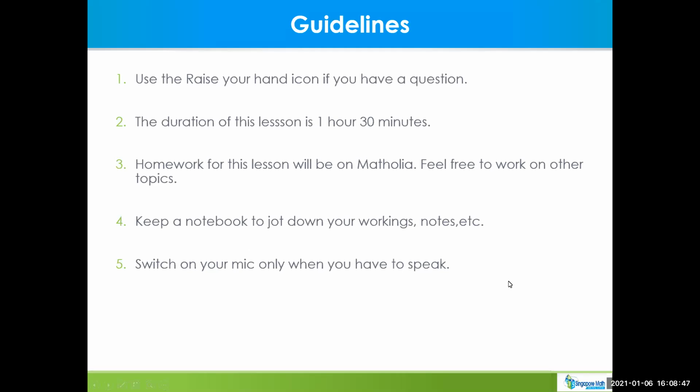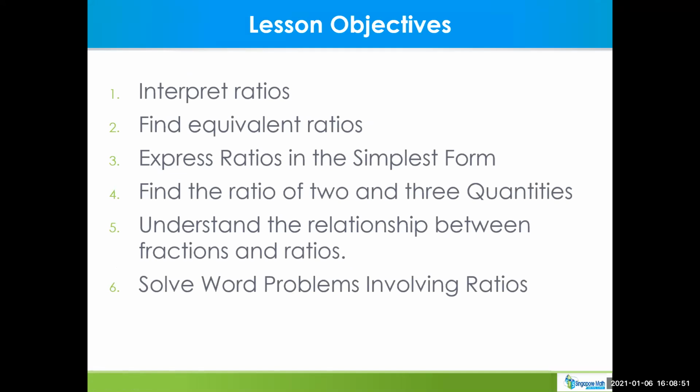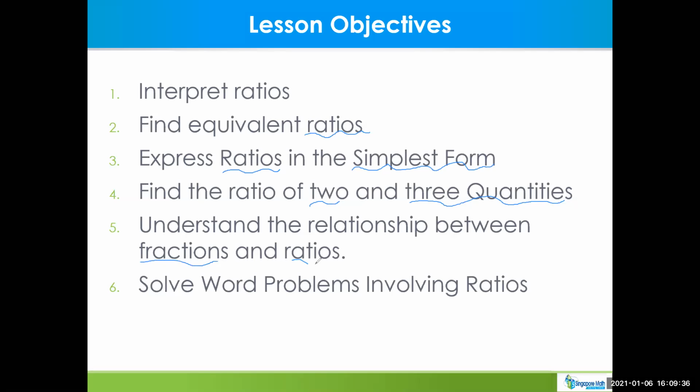That would be the lesson objectives. These are basically the lesson objectives. We're going to interpret ratios, find equivalent ratios. These should sound maybe a little familiar because you might have found equivalent fractions before. Similarly, we're going to find ratios this time. Express ratios in the simplest form. Hey, this sounds familiar again, simplest form. Objective number 4 is to find the ratio of 2 and 3 quantities. Number 5 is to understand the relationship between fractions and ratios. And solve word problems involving ratios.